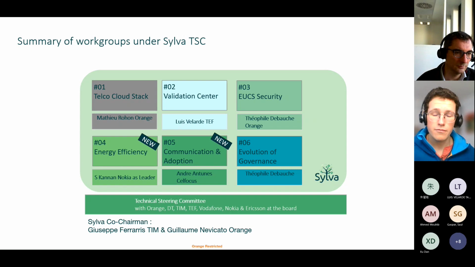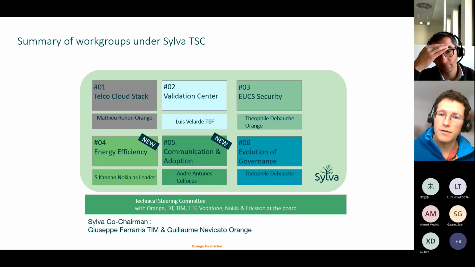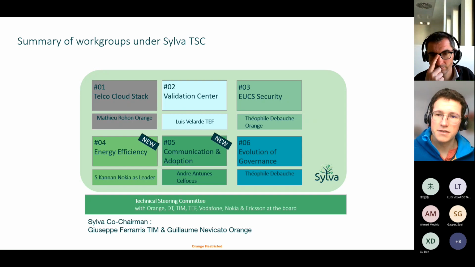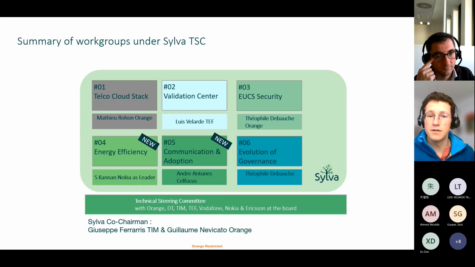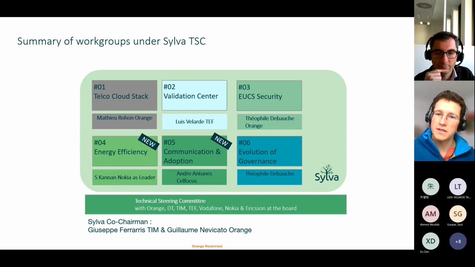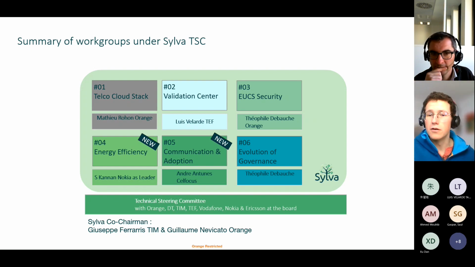So this would be like the LFN structure or the CNCF structure and so on. There would be membership fees to enter this directed fund, and the sponsors of this directed fund could have some rights to decide about the spendings dedicated to the Sylva project. And this directed fund will help the Sylva project to buy licenses, maintenance of the platform, marketing, and so on.